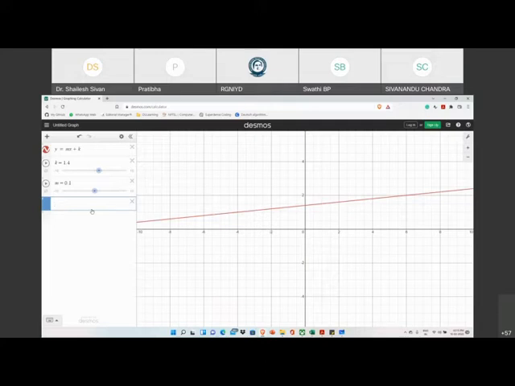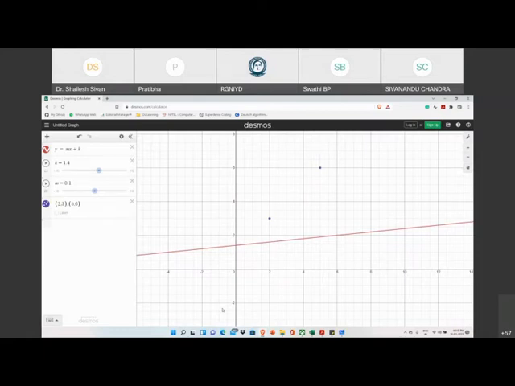Now, suppose you have 2 points. See, (2, 3) is a point. And I'm giving another point, like (5, 6) is another point. Okay. So you can see 2 points.